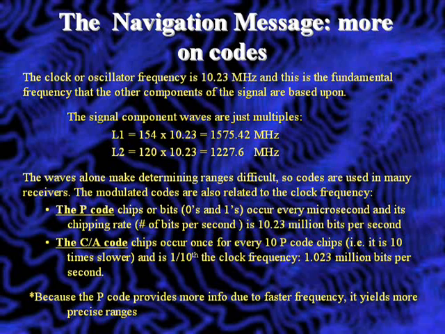Now, the CA code chips occur at every 10th P code, which means it's at a slower rate. It's at a tenth of the speed of the P code, and you can only pack about 1.023 million bits of information in 1 second. That is also the reason why the P code, the precise code, allows for more precise positioning, because you have more bits of information and you can determine at which bit you actually are.